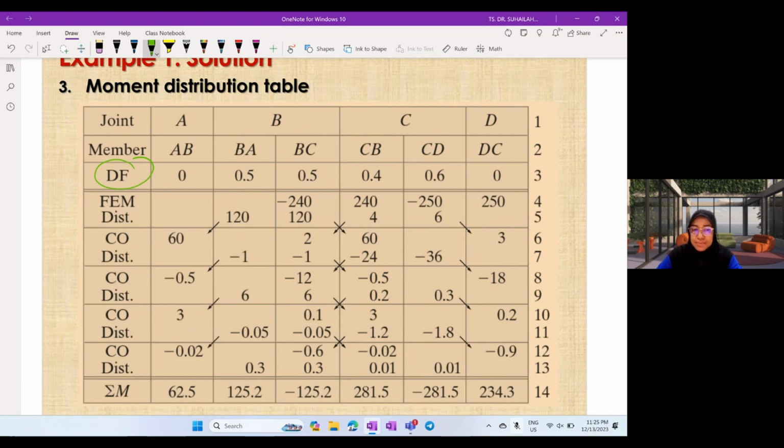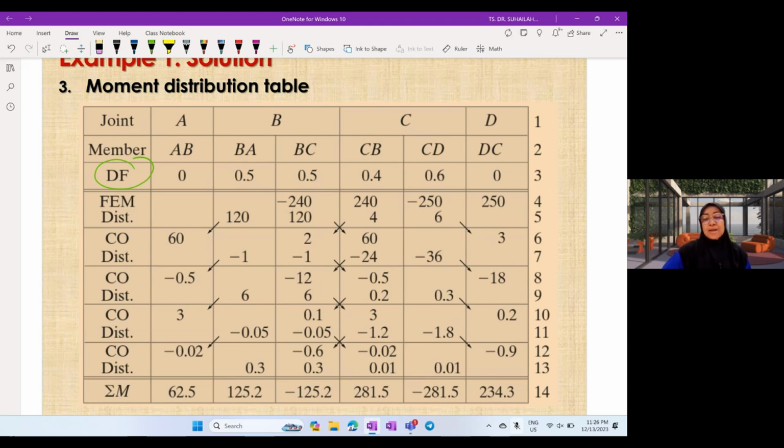Distribution factor, and then we put all the values that we have just calculated previously. Then this is a double line. Why? Because we will start with the first member end moment, and when we want to find the total moment, we start with the FEM. Don't get confused. The distribution factor is just the factor in order to distribute from joint moment to the member end moment.